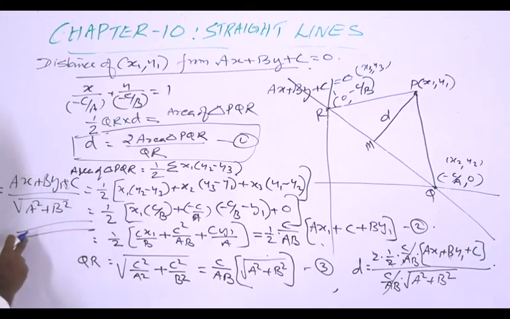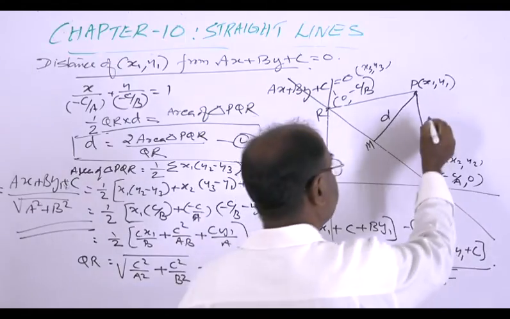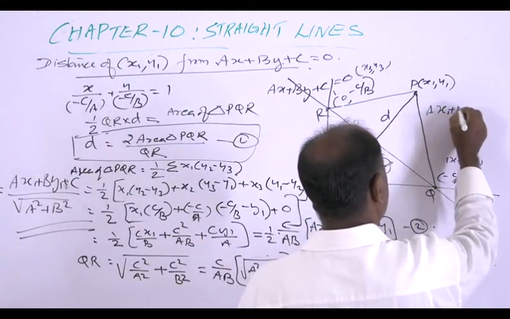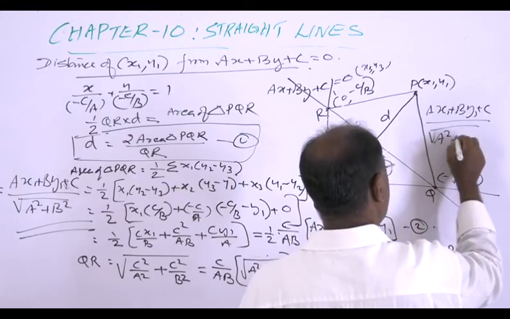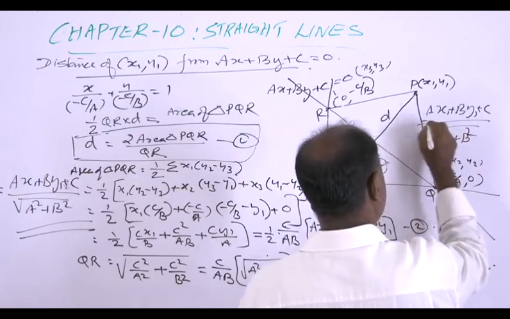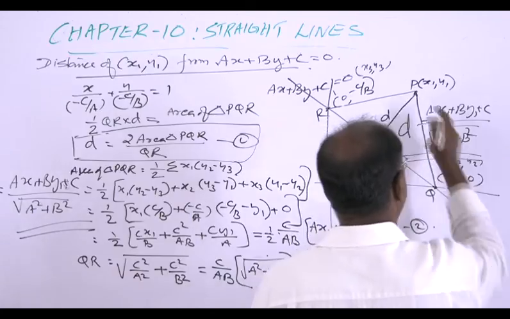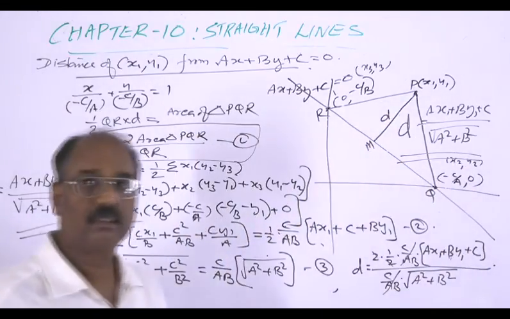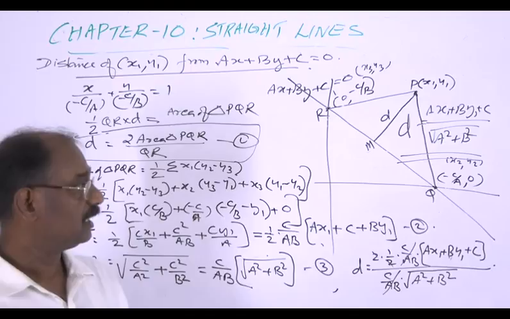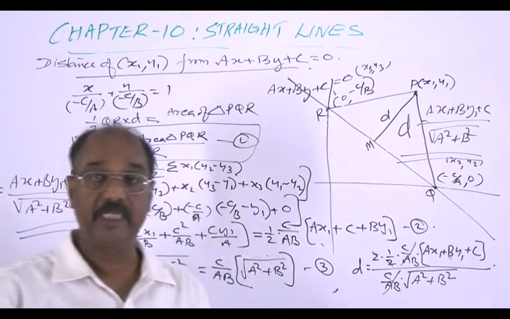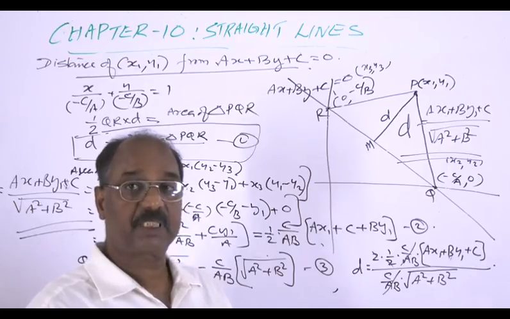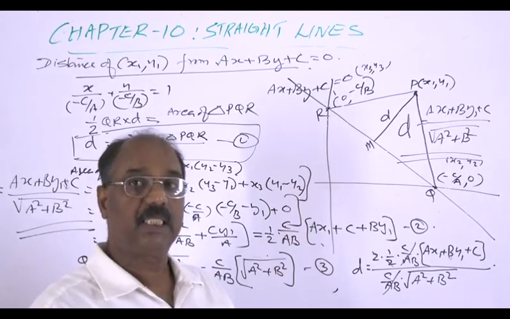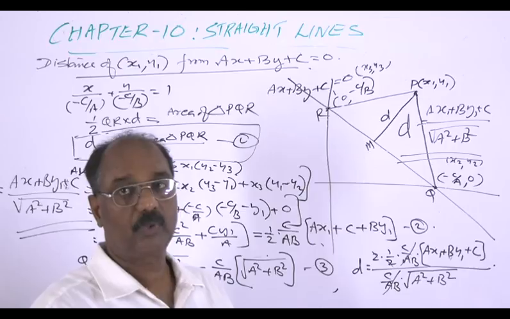So this is the distance: ax1 plus by1 plus c divided by root of a squared plus b squared is d, the distance. Which is the distance of the point x1, y1 from the line ax plus by plus c equal to 0. Okay, that's all.